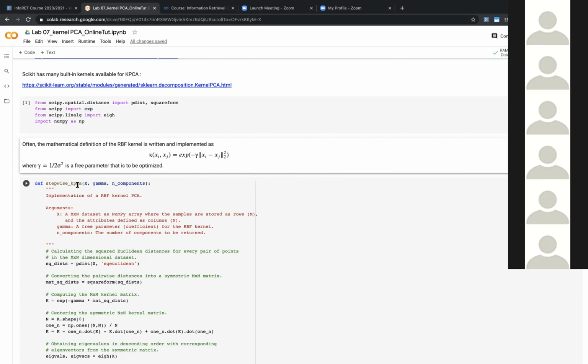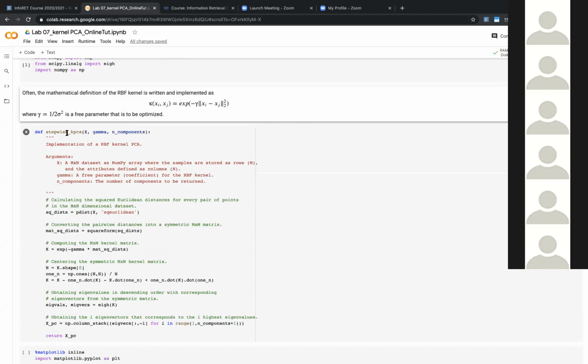Actually this is called gamma, but this gamma is in turn based on sigma, which is in some sense the standard deviation, if you think in terms of the exponential or Gaussian function. But it is a bit tricky, a bit different from that. That's why it has a special name, which is the RBF kernel. Okay, so stepwise KPCA.